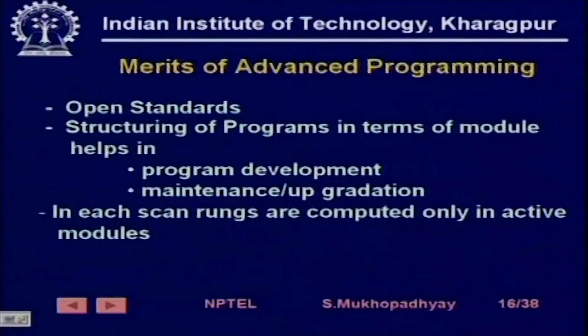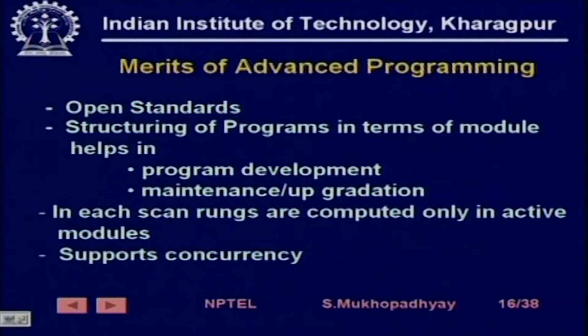Then it is not necessary that all the times every rung has to be computed. In fact, only a few rungs are actually active and the other rungs are inactive. So, there is no point; you can save a lot of computational time by skipping those. That will improve computational performance, and it supports concurrency.